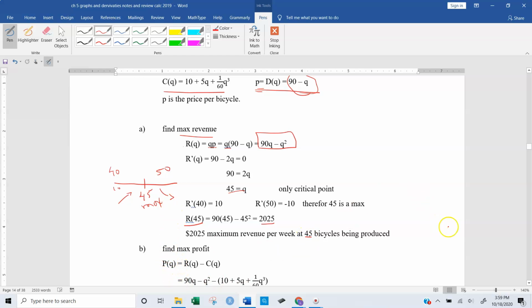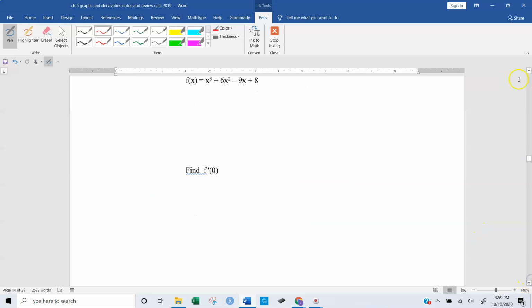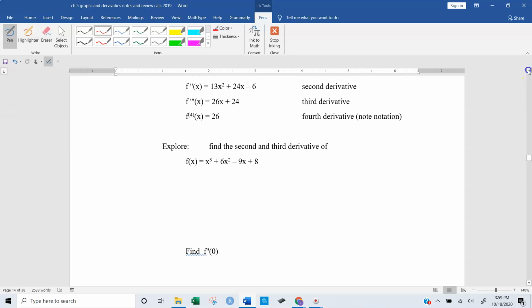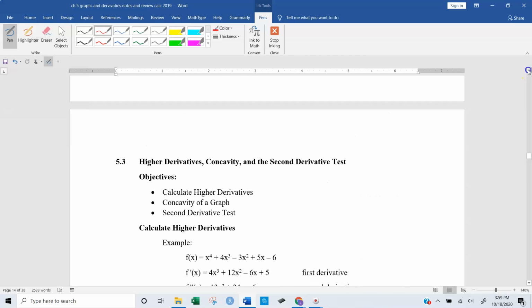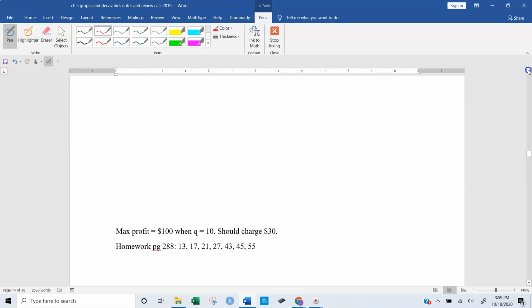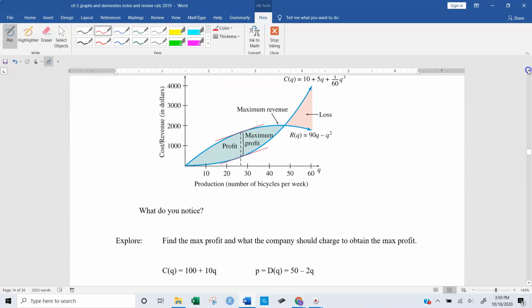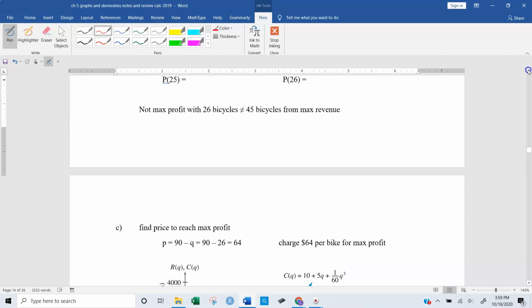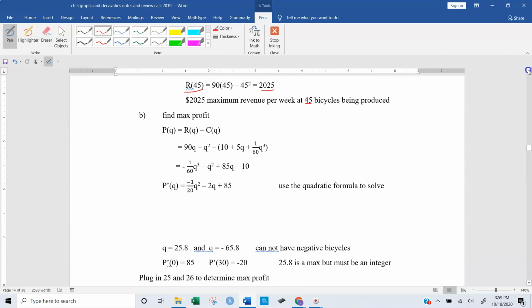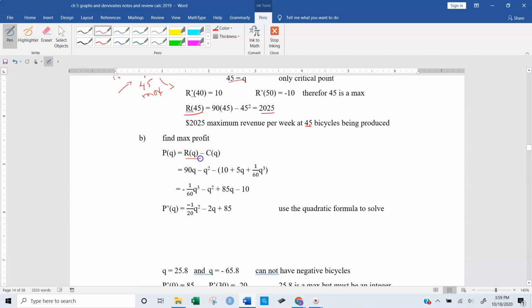Okay, max revenue. Now let's talk about max profit. So remember, profit is revenue minus cost. Hopefully we can get back to here quickly. Okay, so revenue minus cost. I took my revenue function, which we found above, minus the cost function that we hadn't used yet. All I did here was distribute the negative and combine like terms to get to this equation.